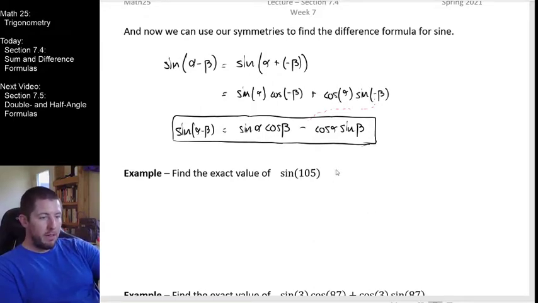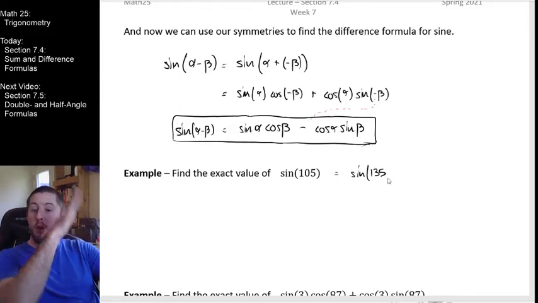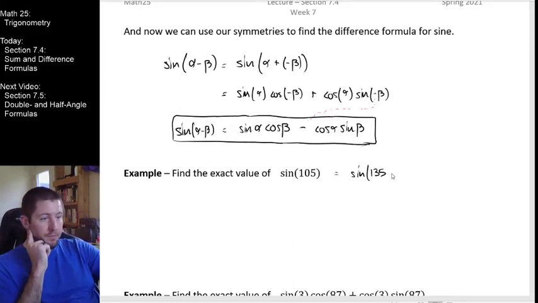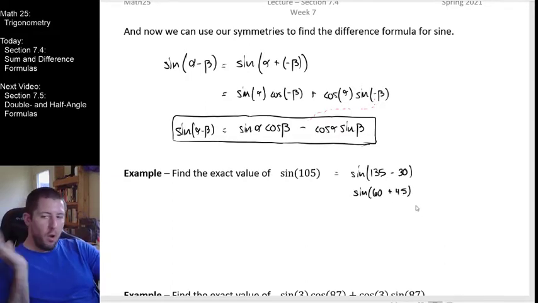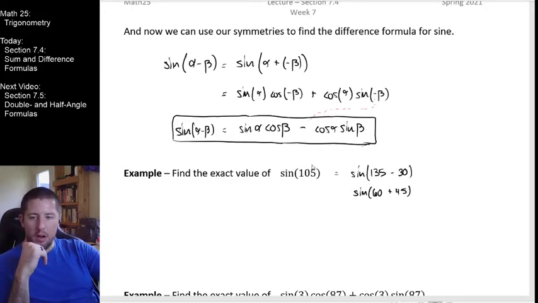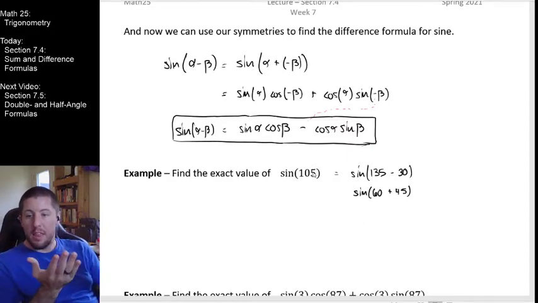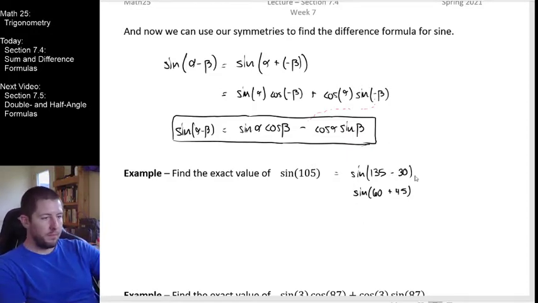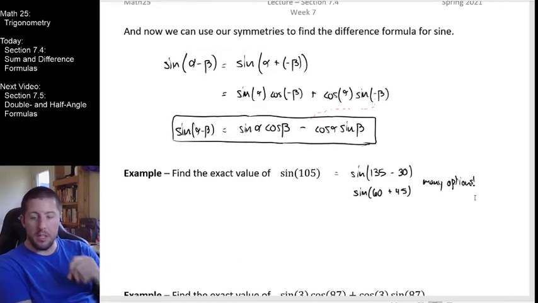Well, I could think of this a bunch of different ways. I could do this as sine of 135. That's our 45 degree angle in the second quadrant. Minus 30. That's one way we could do this. We could do this as sine of 60 plus 45. That seems like another way we could do this. We could write a whole list of these things that are all going to work out for ourselves. I'm just thinking, how can I break down 105 degrees into two angles that I am more comfortable dealing with? I'm just going to say here, many options. All you've got to do is say to yourself, how do I want to do this right here?